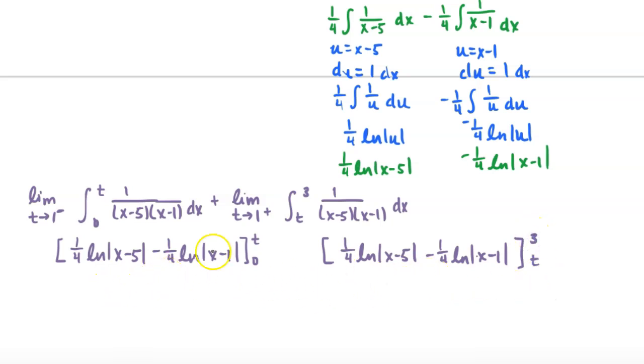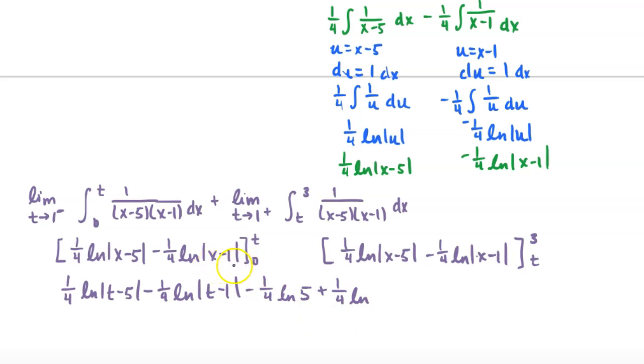And so let's plug in our two different sets of bounds. I'm going to start on the left here. And so I've got 1/4 times the natural log of the absolute value of t minus 5 minus 1/4 times the natural log of the absolute value of t minus 1. And then I'm subtracting from this both of these expressions evaluated at x equals 0. And so I'm subtracting from this 1/4 times the natural log. Well, 0 minus 5 is negative 5. And since I've got the absolute value of negative 5, I'm going to call this 1/4 ln 5. And then because I'm subtracting a negative, I'm adding 1/4 times the natural log of 0 minus 1, which is negative 1. Absolute value of negative 1 is 1. But I remember that the natural log of 1 is just 0.